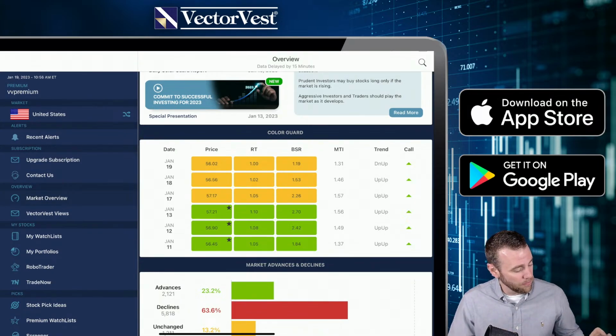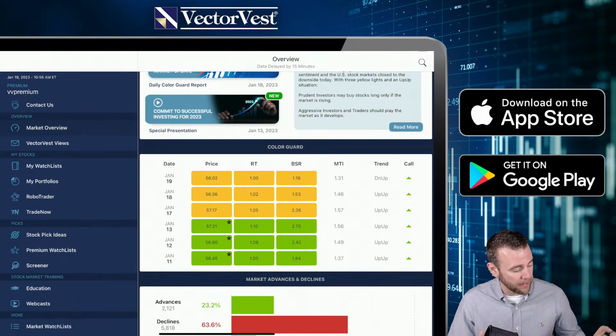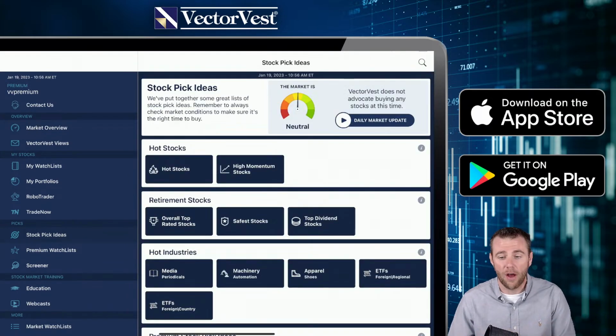So what we're going to do is go into the stock pick ideas. It's a great place to start off with, especially if you're brand new to the app. At the very top, you get the market timing gauge. Once again, 3 ticks into the yellow, so therefore we don't advocate buying any stocks at this time.